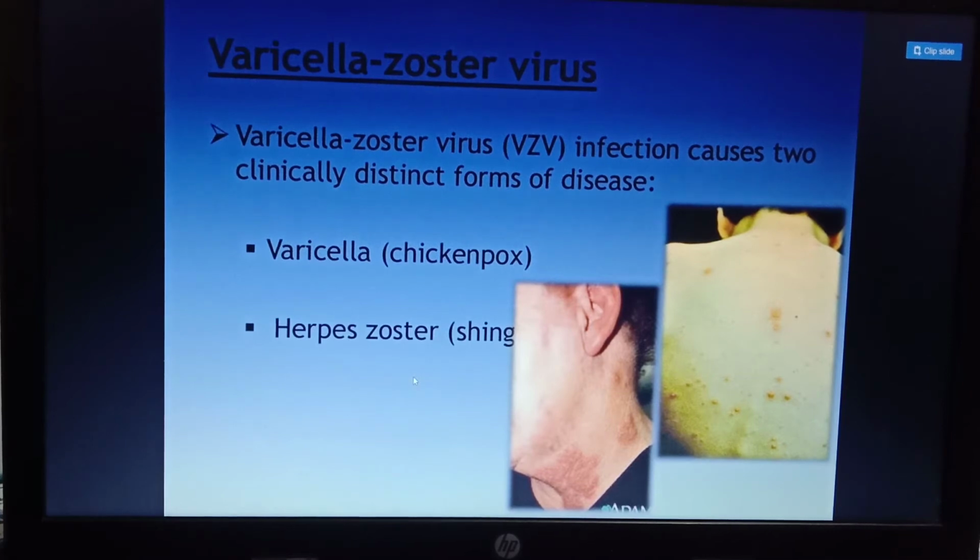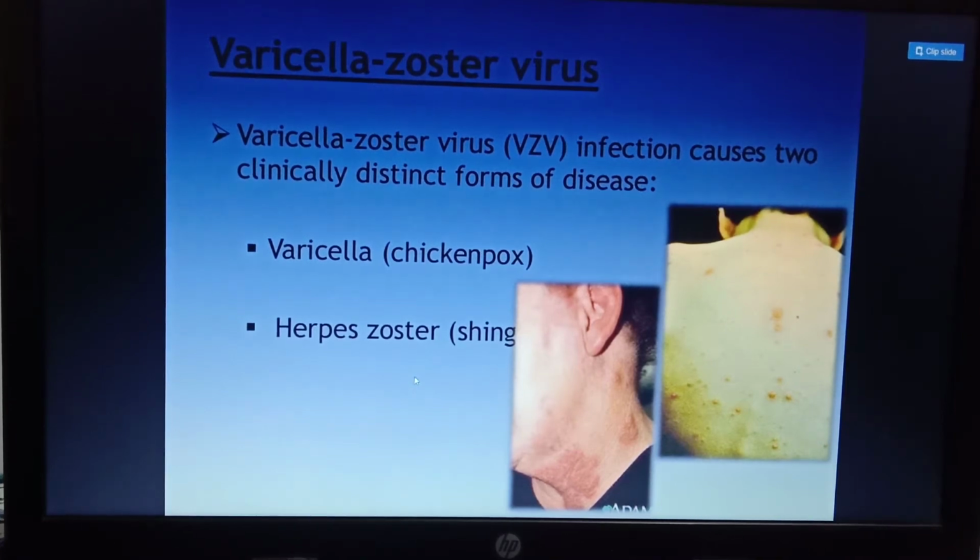As I already told in the introduction, varicella means chicken pox, and herpes zoster means shingles. These are two distinct clinical presentations. In the picture, the yellowish color you are seeing is chicken pox, and the rash you are seeing is the shingles disorder. These two processes occur together.